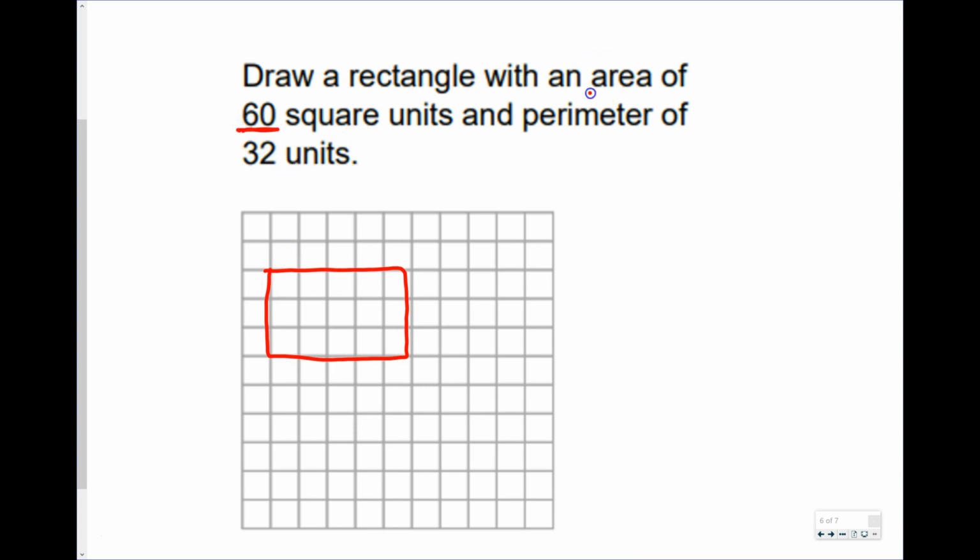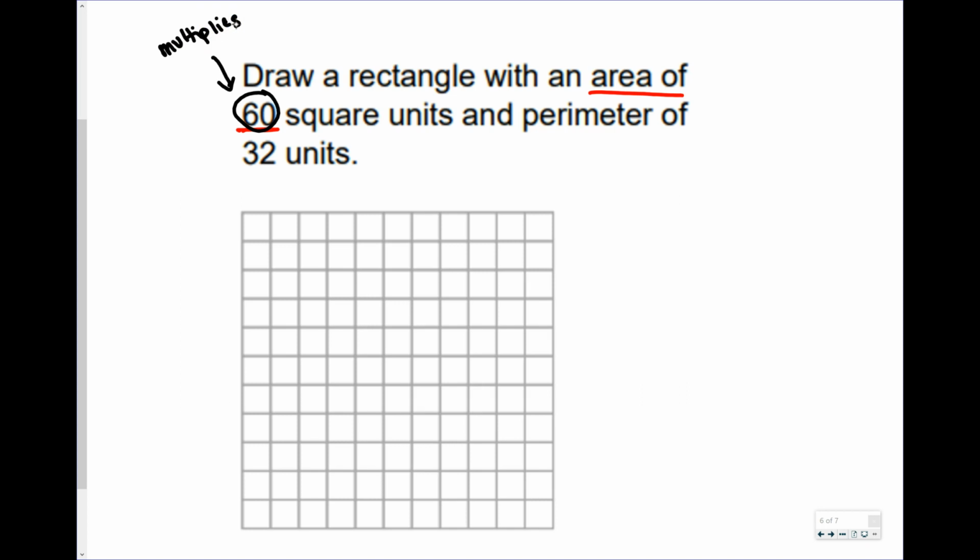Okay, does it have an area of 60? Well, the way a grid works is you count these as units. So this is 1 unit, 2 unit, 3 unit, 4 unit, 5 unit. So this is 5 units wide. Okay, this is 1, 2, 3 units long. Is 5 times 3 60? Nope. So that can't be my rectangle. So I need a rectangle that multiplies to 60.